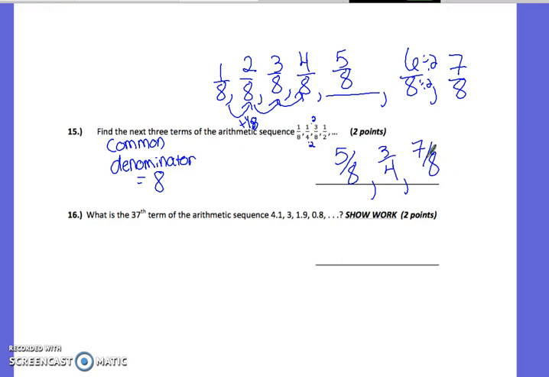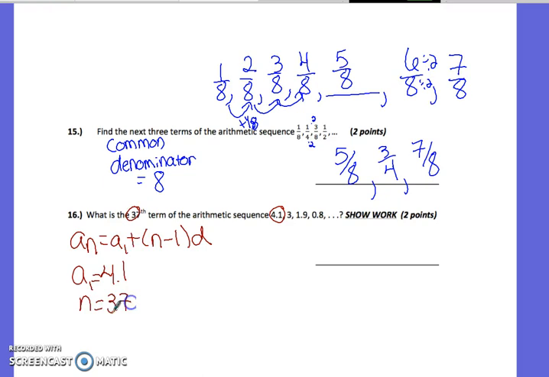Okay, last question. What is the 37th term of the arithmetic sequence? So remember, a sub n equals a sub 1 plus n minus 1 times d. So a sub 1 is your first term, which is 4.1. And the term we're looking for is 37. And your difference, how do I get from 4.1 to 3, 3 to 1.9, 1.9 to 0.8? Well, I subtracted 1.1, so that's what makes it negative because it was subtraction.